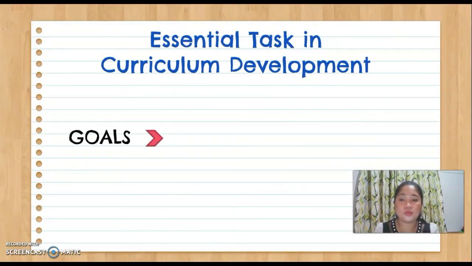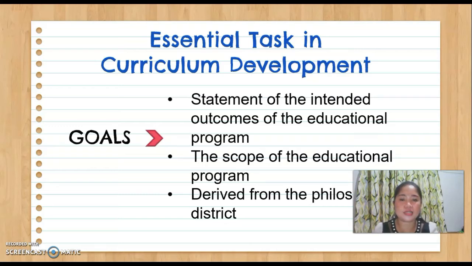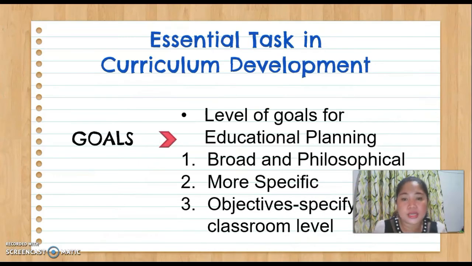Next, we have goals. What do we mean by goals? When you say goals, these are the statement of the intended outcomes of our educational program. So we state the intended outcomes of every educational program that we deliver, or we make, we design. It covers the scope of the educational program and is derived from the philosophy of the district. Then, when we talk about goals, there are levels of goals for educational planning. First, it should be broad and philosophical. Number 2, it should be more specific. Number 3, it should be objectives specified to classroom level.